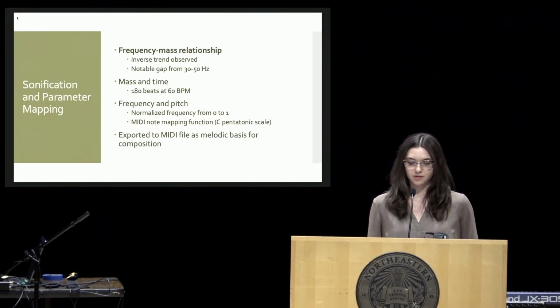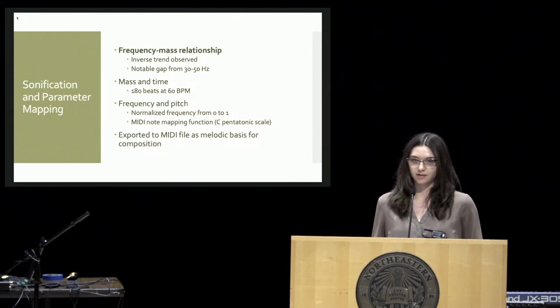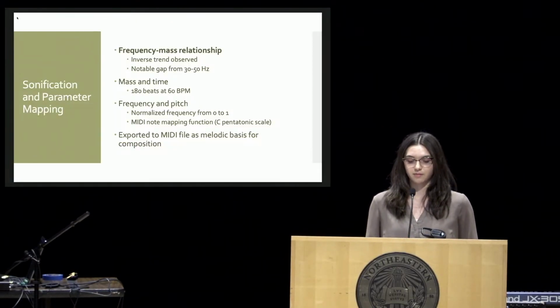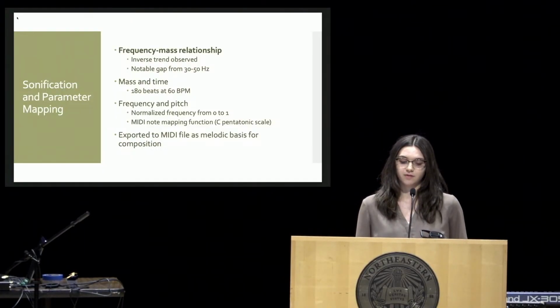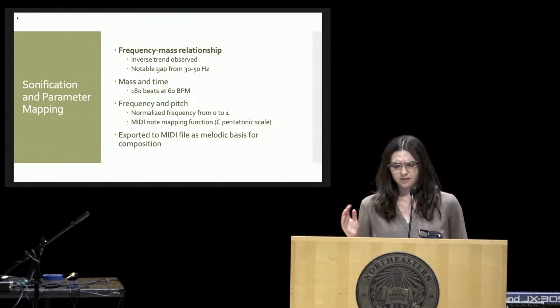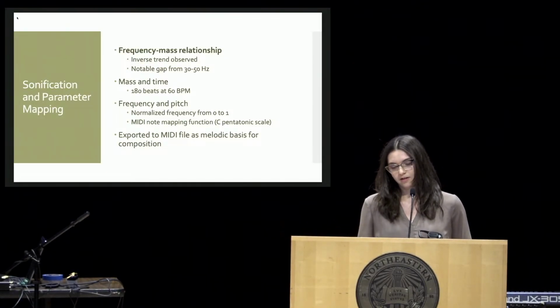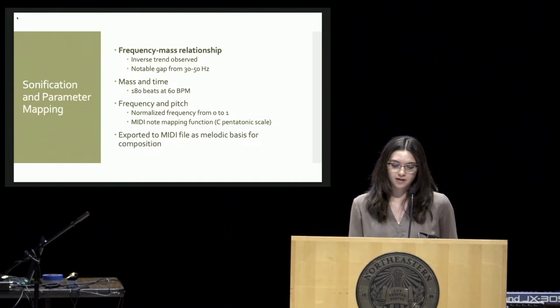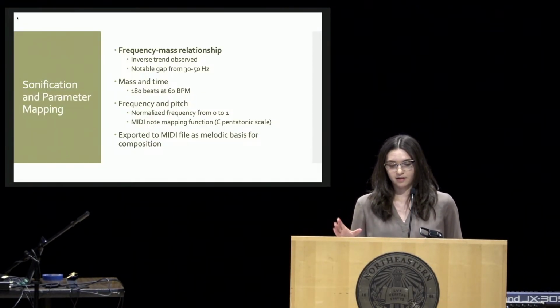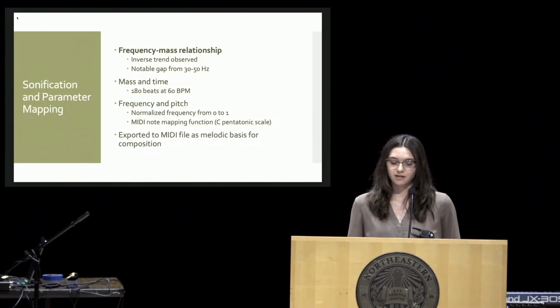What I observed from the frequency-mass relationship is an inverse trend, and I thought that would be an interesting thing to explore in a musical context. I converted mass into time over a range of 180 beats. The frequency I first normalized from 0 to 1, and then mapped onto a C pentatonic scale using a MIDI mapping function. The final exported data I sent into a MIDI file and used as the melodic basis for my electronic composition.